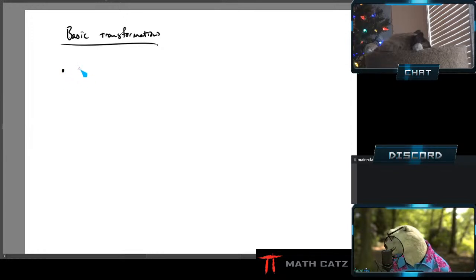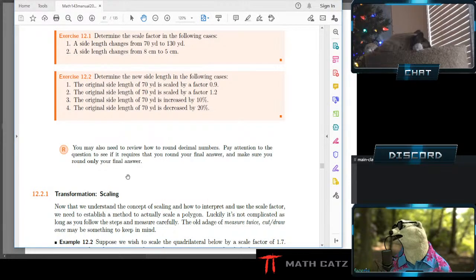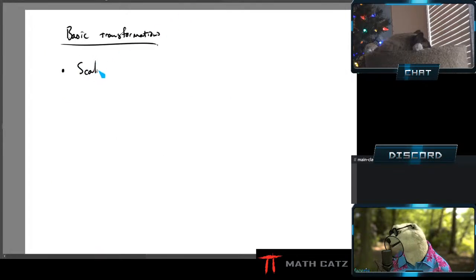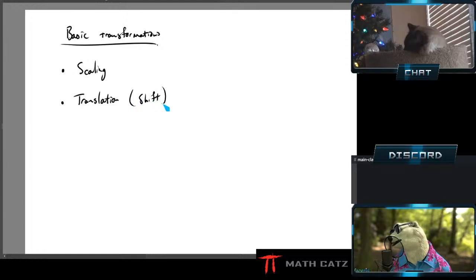Okay, first one will be, well, there's no real order. Some of these are going to be a little bit easier than others, but let's start with the scaling one, where I'm essentially zooming in or zooming out, scaling. Then I also want to do a translation, which is just a fancy word for shifting the image to a new position. So the image stays the same size and everything is just moving the image, the polygon. Then we want to look at a reflection. And lastly, we want to look at a rotation.